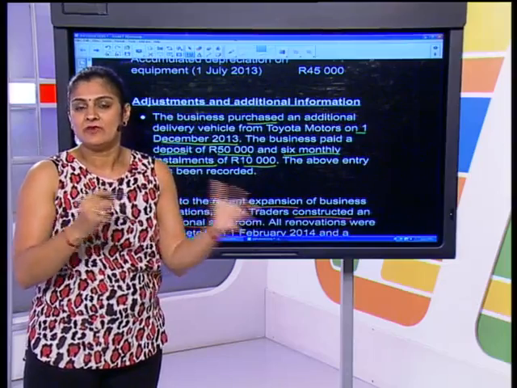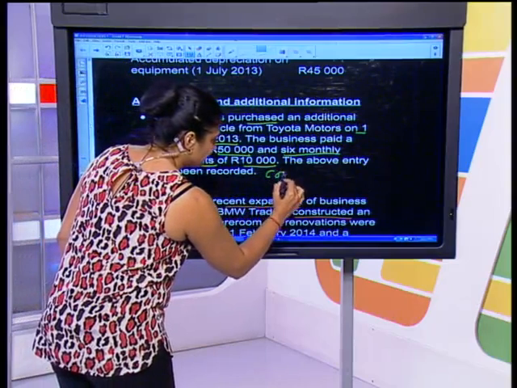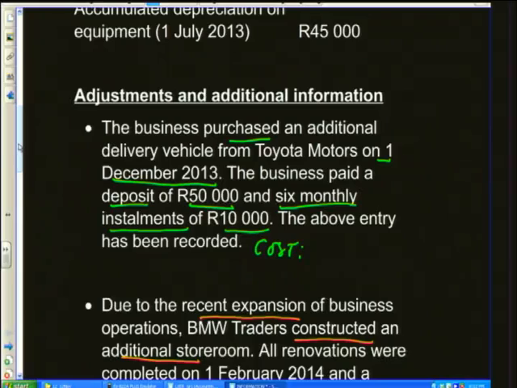So again, guys, very, very similar to land and buildings. Let's firstly work out what was the cost of this additional vehicle that we purchased. So we paid a deposit of 50,000, and thereafter for 6 months we paid a monthly installment of 10,000. So we obviously paid a further 10,000 times 6, which will give me 60,000. So the total cost price of this new vehicle is an amount of 110,000.